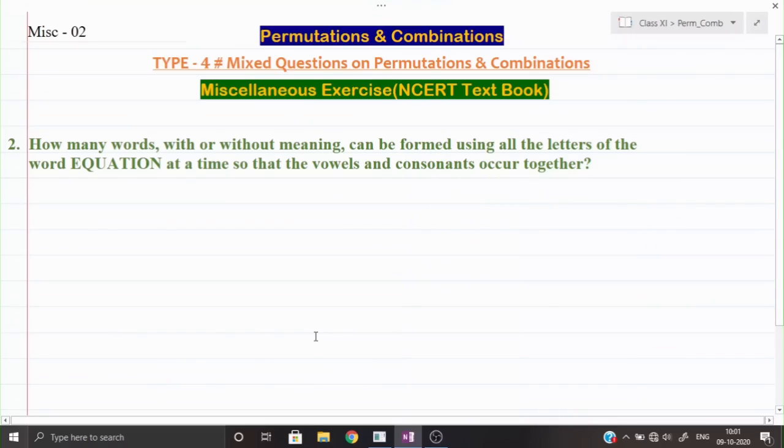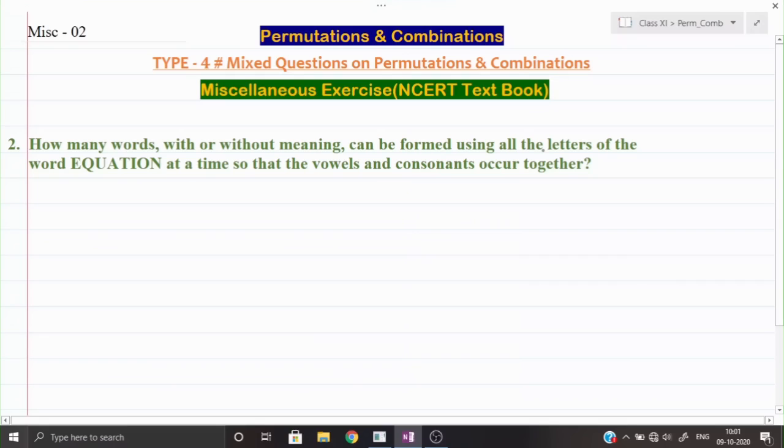How many words with or without meaning can be formed using all the letters of the word EQUATION at a time so that the vowels and consonants occur together? Very good question, simple. The first question was a little difficult, but this is very simple. But again here the method of permutation and combination both will work. I will show you how it is possible. You may be thinking now we are using all the letters, then it may not be possible.